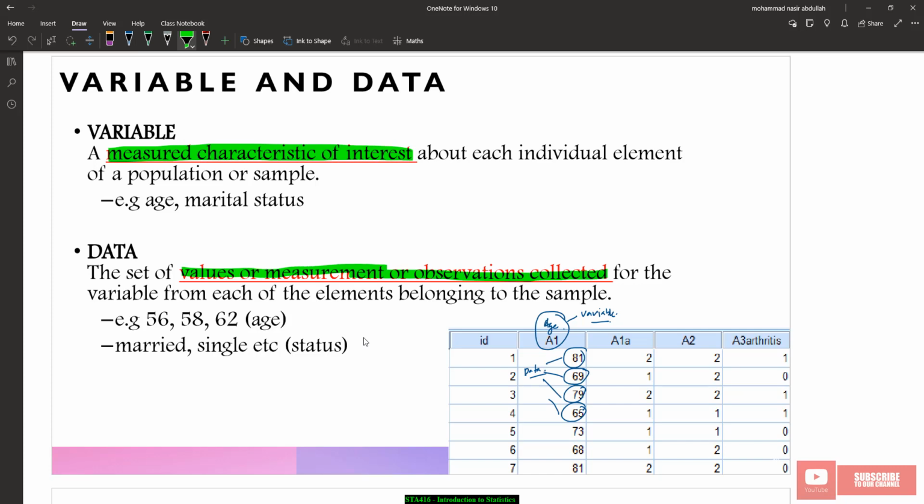Variable means that let's say you are interested to study knowledge, attitude and practice. Knowledge is the variable. The value inside the knowledge, let's say 70 per 100, 90 per 100, the value that is obtained is called data. The variable is the thing that we are interested to study, let's say height, weight, age, marital status, gender. That is called variable. The value inside the variable is called data. Okay? I hope you understand.